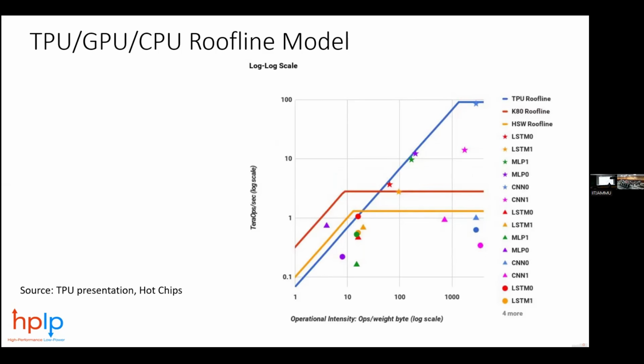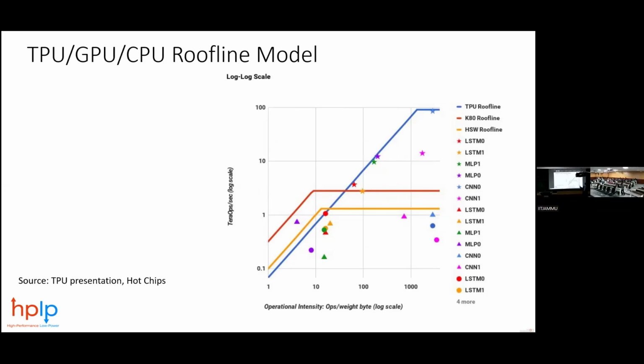Of course, the reason he presented this is to show the difference in the roofline models for the three competing architectures: CPU, GPU, and TPU. And I guess CPU is this brown one. The GPU is this red one, and TPU is the blue one.